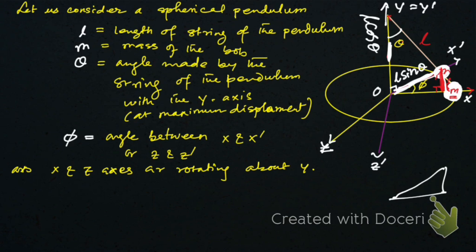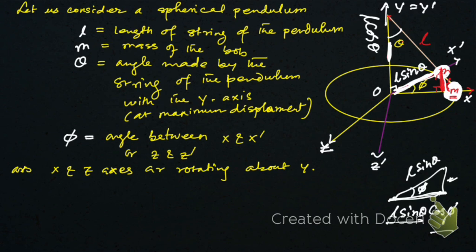right? If this is L sin theta and this is suppose phi, then this component will be L sin theta cos phi. So I hope that you know the resolution of vector. Using that concept you will get L sin theta cos phi, right? And this will be L sin theta sin phi, right?